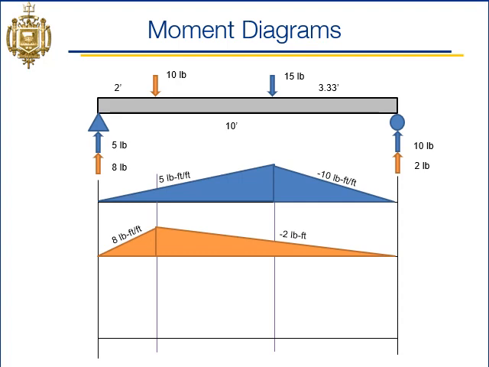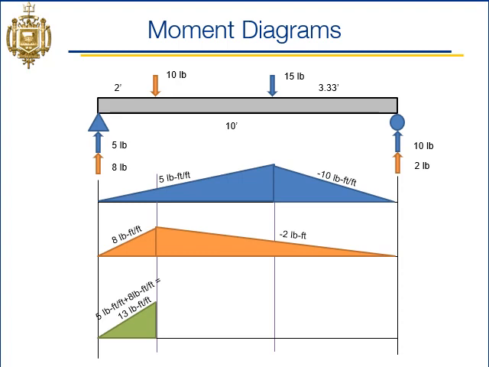So we start on the left. If we look at our blue moment diagram, we have 5 pound-feet per foot. And then if we look at our orange diagram, we have 8 pound-feet per foot, and that's between the pin and the purple line. So our slope there is going to be 13 pound-feet per foot, right, for those first 2 feet, so we can derive that the magnitude of our moment at that first purple line is going to be 26 pound-feet, which is the same thing we found on the previous slide.